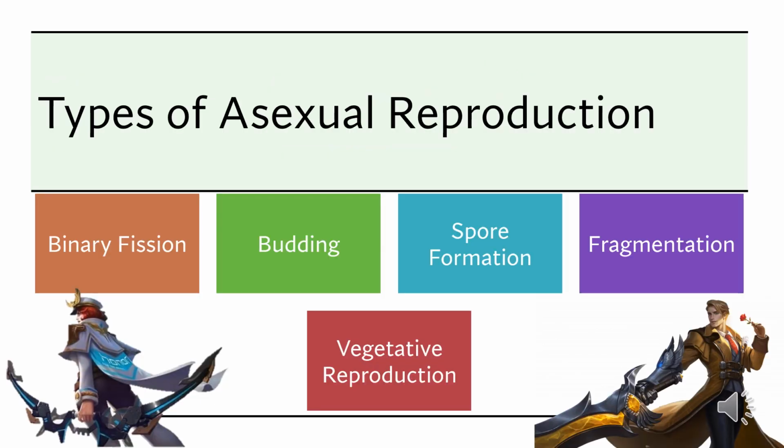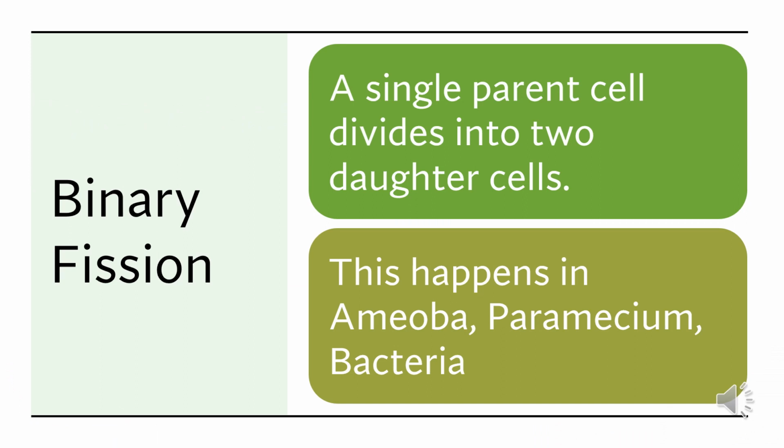There are several types of asexual reproduction that will be discussed in this video: binary fission, budding, spore formation, fragmentation, and vegetative reproduction. Binary fission occurs when a single parent cell divides into two daughter cells. This happens in amoeba, paramecium, and bacteria.